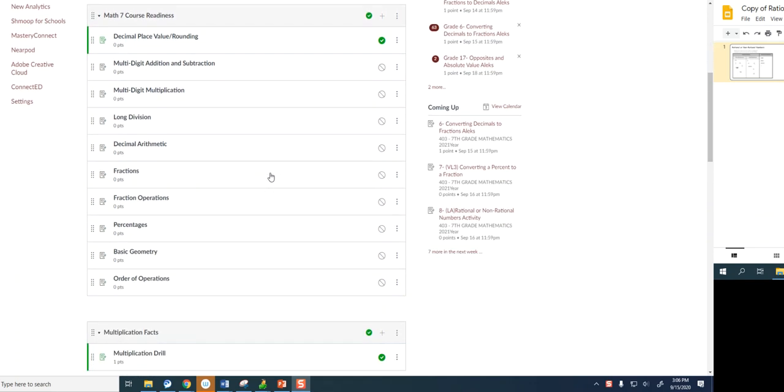The second module that you come to says Math 7 Course Readiness, and this module is full of assignments that will give your students some extra practice on basic math skills that they should have already mastered before coming to 7th grade, but many of them have not. And unfortunately, with math, some of these skills need to be mastered in order for them to make progress on future topics.